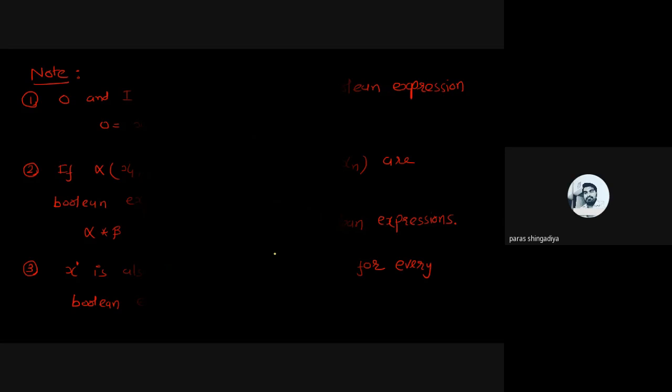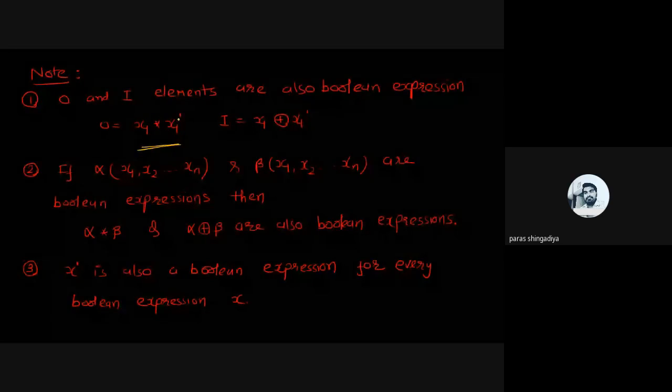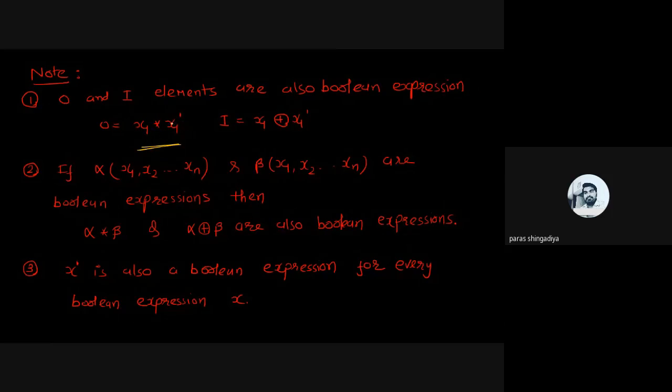And there are a few properties for that. The 0 element and the I element are also Boolean expressions. So how can we define the 0 element and the I element? The 0 element can be considered as x1 star x1 dash, where x1 dash is the complement of x1. By using the star operation, you just combine it as x1 star x1 dash, and that is equal to the 0 element. You can also consider a second element, x2 star x2 dash, that is also the 0 element, and x3 star x3 dash is also the 0 element.